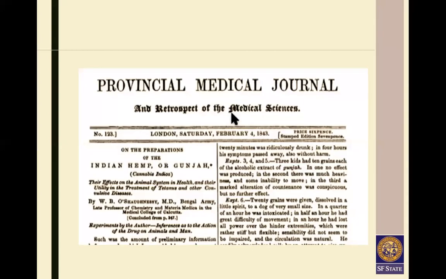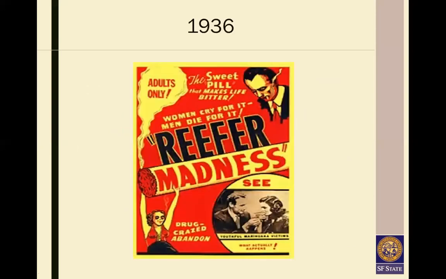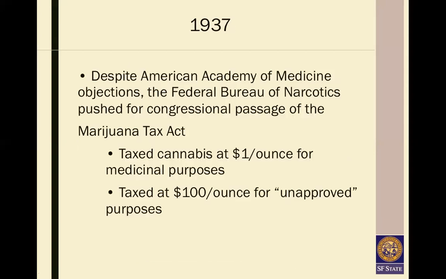So this is just a newspaper from 1843 talking a little bit about the cannabinoids, and here, the Indian hemp. It's been around for a while. It was listed in the U.S. dispensary in 1854 and apparently widely used in many different products. I mean, you can see even here, the Reefer Madness was in 1936, and it was out there for anyone to take. You didn't need a prescription.